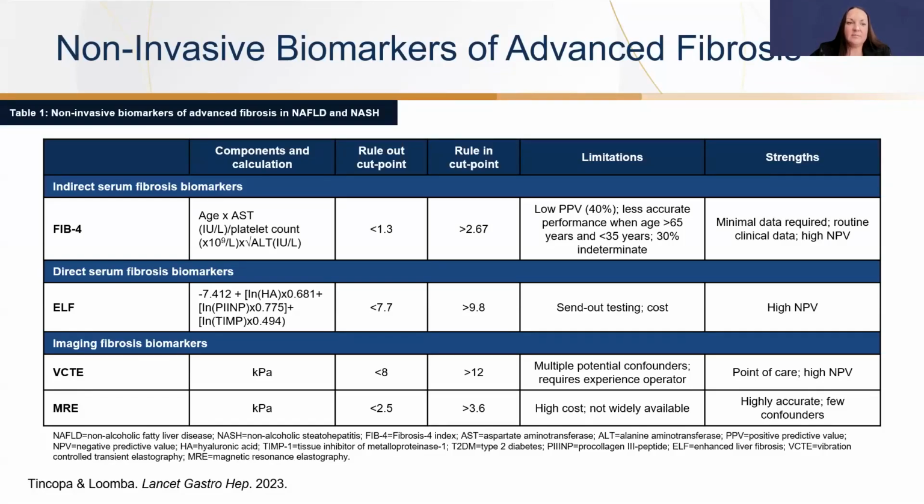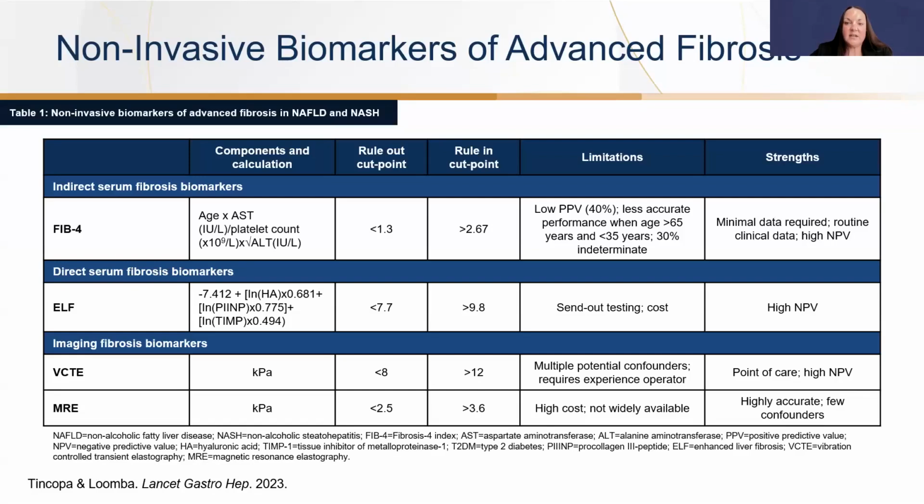You have a direct serum fibrosis biomarker. We're going to use the ELF here. This is a send out test. Sometimes this can be costly to patients. It does, however, have a high negative predictive value. So if you're able to get it through LabCorp or Quest, it's a good test to consider. And then we have our imaging biomarkers. We have VCTE and MRE.